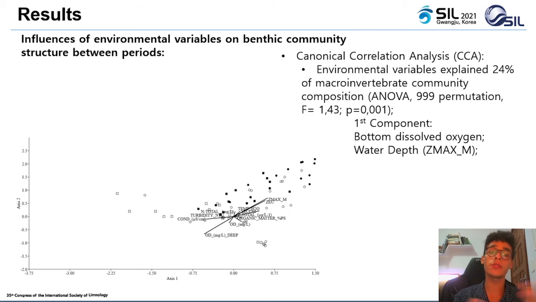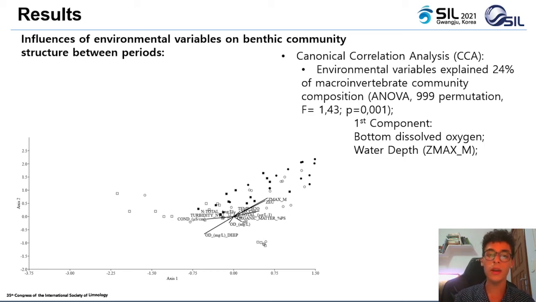To explain which environmental variables explained the changes in benthic community between hydrological periods, we performed the canonical correlation analysis, which evidenced that environmental variables explained 24% of the macroinvertebrate community composition. And the main variables explaining the variation in community composition were the bottom dissolved oxygen concentration negatively and the water depth positively on the horizontal axis.